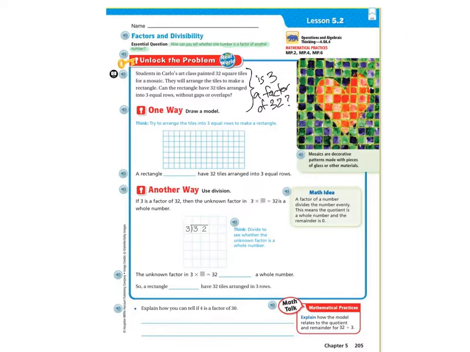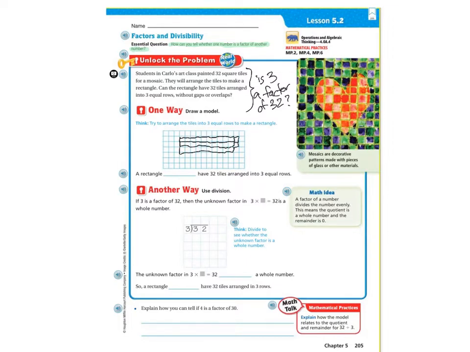One way we can do it is to try and draw a model. You can do it in groups of 10 or groups of 9. Let's try this. We have 2, 4, 6, 8, 10. Then we have another 10, so that's 20, and I have 30. And now we have our rows. So now let's go 31 and 32.